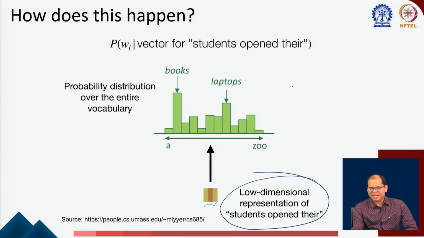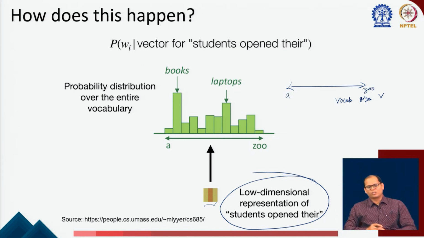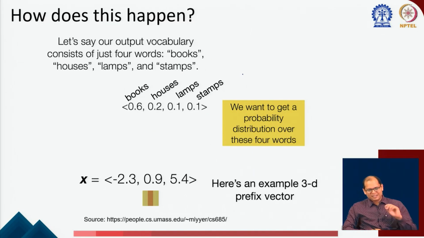So I may have any word in my vocabulary. So I have vocabulary of size V, and I have words starting from A to Z, right? All the V words, lexicographical ordering. And I would have books also indexed at some point. I will have laptops at some other point and so on. All the words would feature somewhere in my vocabulary, right? So what I will do, I will predict a probability distribution over the entire vocabulary. So that is probability of the ith word given the vector for students open there. So I have the vector, given this vector I want to find the probability for each word wi in the vocabulary, for all word wi in the vocabulary. Okay. So it can be books, laptops, or any other word. So this is what I want to do, right? So how does that happen?